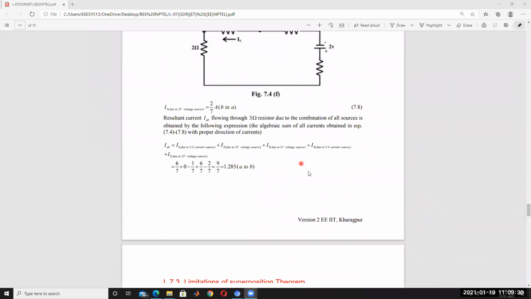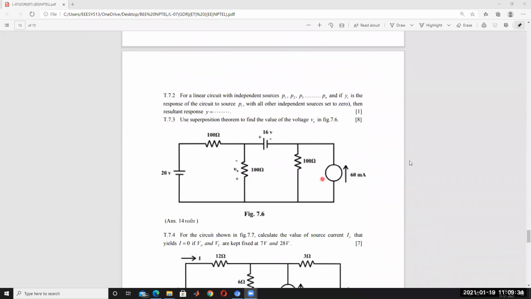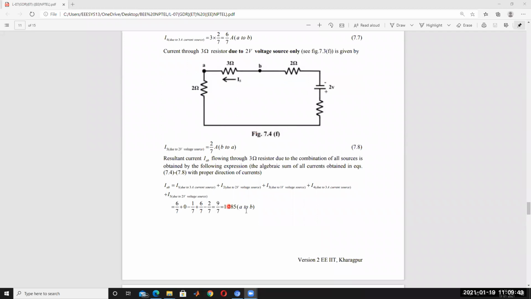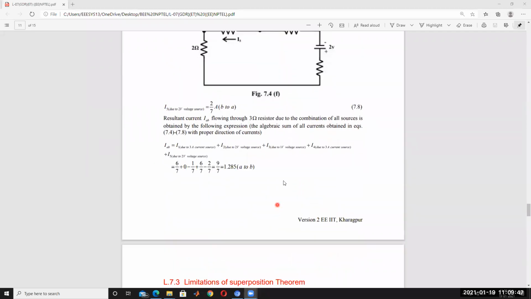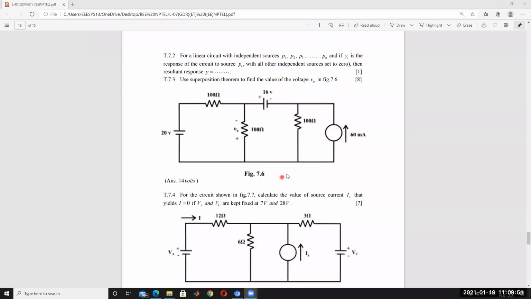Any doubt about this problem? The remaining sources are there. Remaining problems are also there. Use the superposition theorem to find the value of VA. Have all of you completed up to here? Is it okay? Any doubt? No, sir, no doubt. Then all of you take this problem as an assignment. Otherwise, I will provide this PPT to you, I mean the PDF.